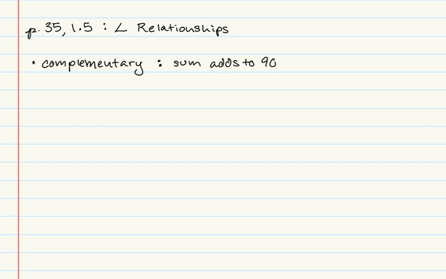Complementary angles have a sum that adds to 90 degrees. So, for example, I have a 30-degree angle, and then I have a 60-degree angle. These two angles, we'll name angle A and angle B. Angle A and B are complementary. Angle A is B's complement, and angle B is A's complement.